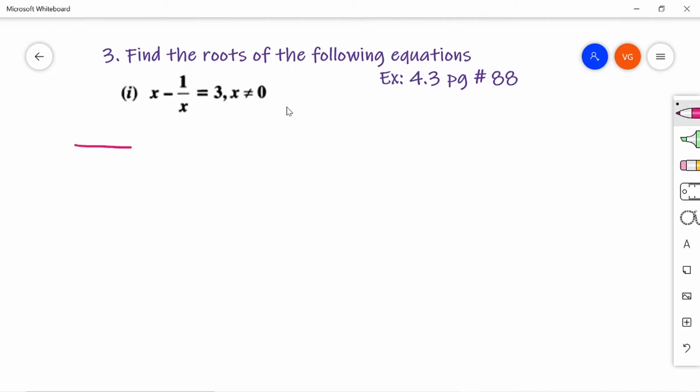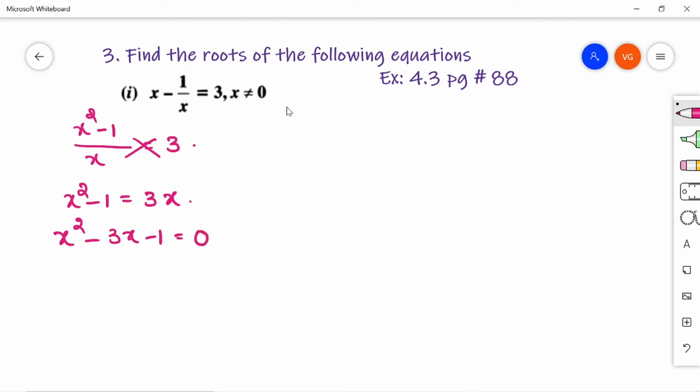So take LCM. So this will become x square minus 1 is equal to 3, so x square minus 1 is equal to 3x, cross multiplication here. So I'll get x square minus 3x minus 1 is equal to 0. So this is our quadratic equation.